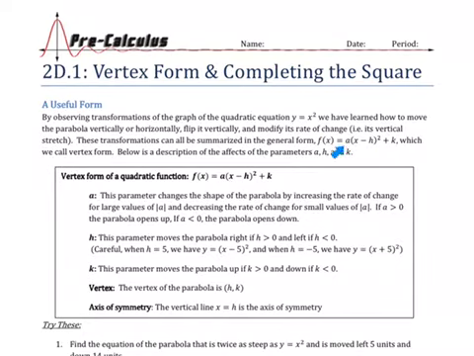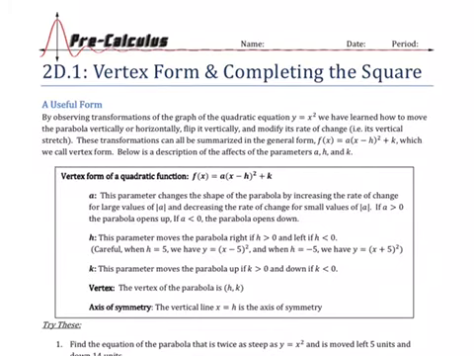This a value out here, we know that this flips it if it's negative, and it's going to stretch it vertically or shrink it. This h inside is going to move the parabola left or right. This k is going to move it up or down. So we call this vertex form.